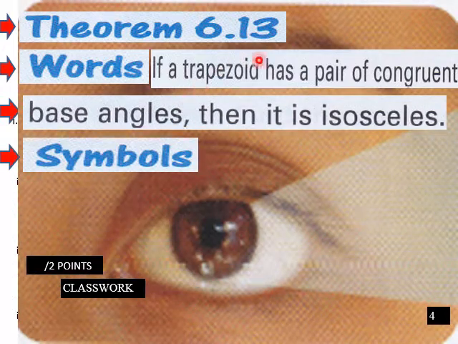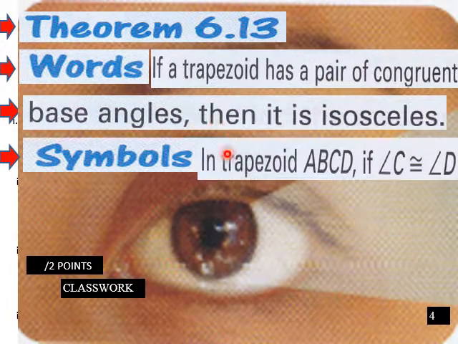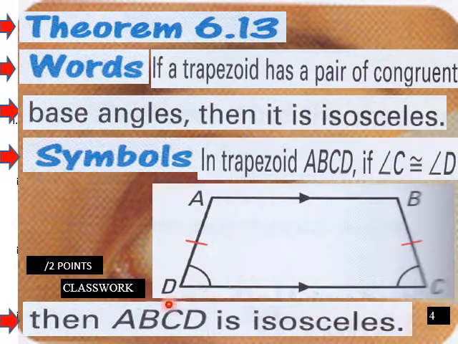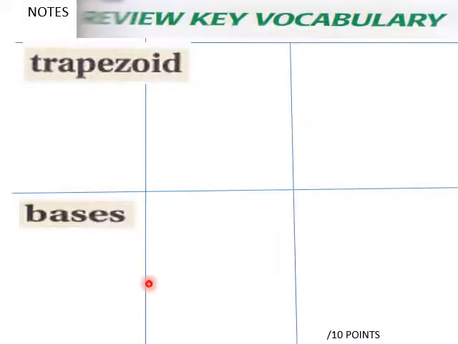Theorem 6.13, and this is your class worksheet, page 4. If a trapezoid has a pair of congruent base angles, then it is isosceles. In trapezoid ABCD, if angle C is congruent to angle D, then ABCD is isosceles. So if you have a pair of congruent base angles, then it is isosceles. That's all you need, is one pair here.